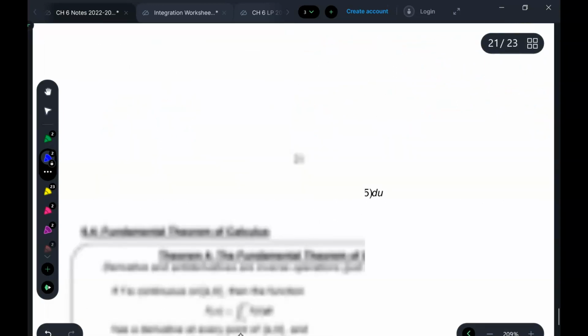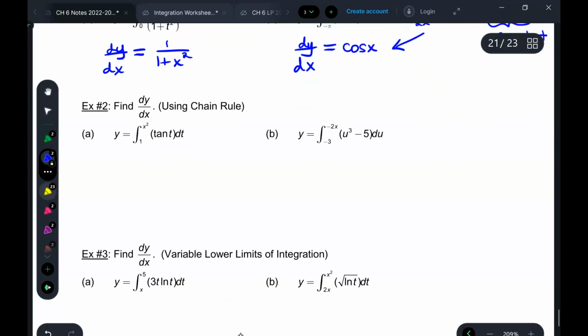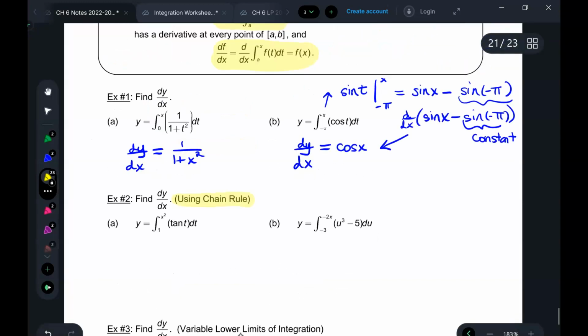Okay, next one. Chain rule. What's wrong? Oh, sure. I thought we were done with chain rule.